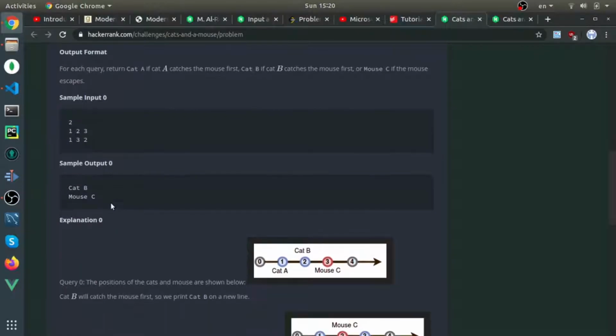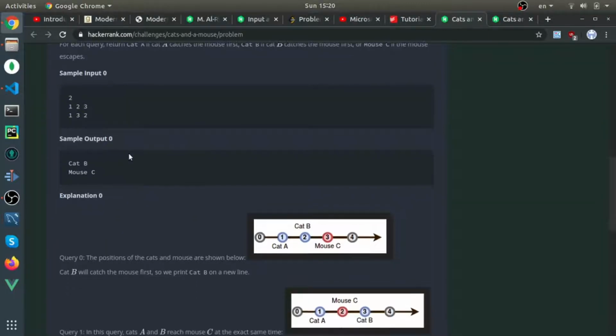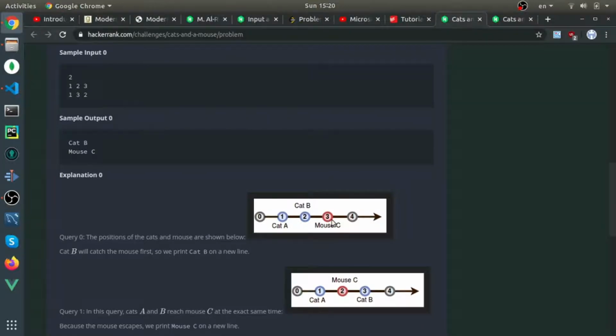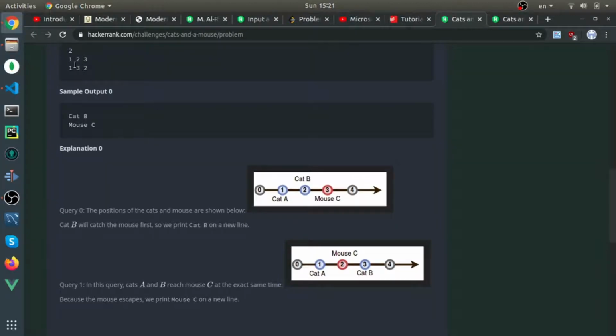So here in the first one, this is the first cat, the second cat, and the mouse. If you take a look at the graph, here is the mouse, the red circle, and this is cat B and cat A. Since they move at the same speed, cat B will arrive at mouse C and eat it before cat A. And the second example, this is the diagram for it.